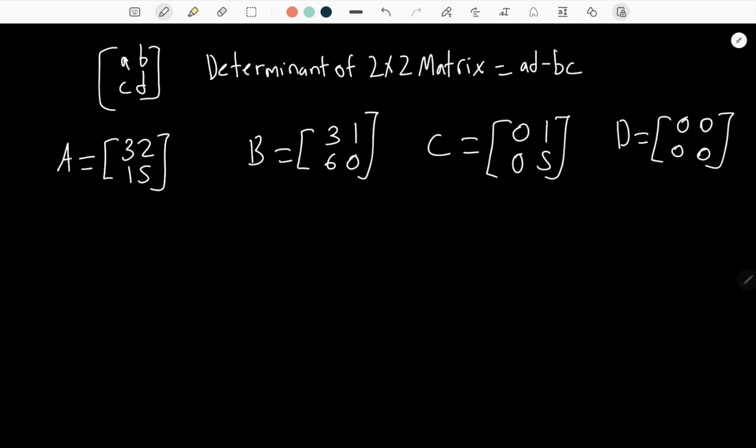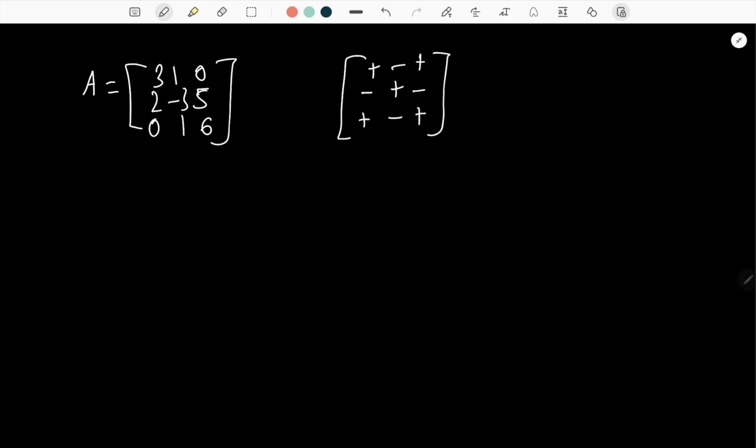Now let's move on to the 3 by 3 matrix. This is a bit trickier, and I'll show you one method which is very easy compared to the other method. Here we have a 3 by 3 matrix, and the way to find the determinant is to choose any row or column, and it's best to choose a row or column with the most zeros, as you'll see later why this is helpful.